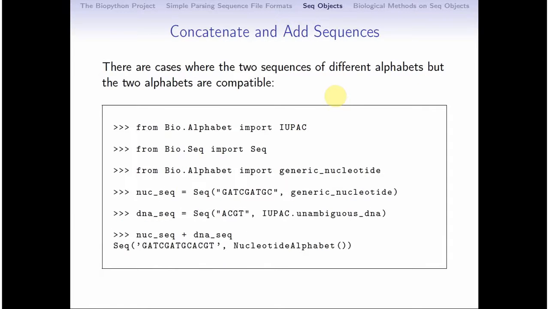There are cases where two sequences have different alphabets but they are compatible. For example, the alphabet module has, other than the IUPAC types of naming, other categories like generic nucleotide. So for example, this sequence uses generic nucleotide, and for this DNA, your alphabet uses this. Add these two up and they will give you a nucleotide alphabet, the generic one.